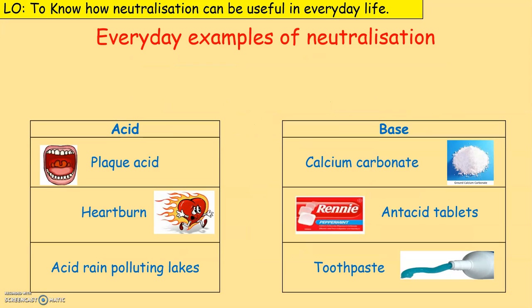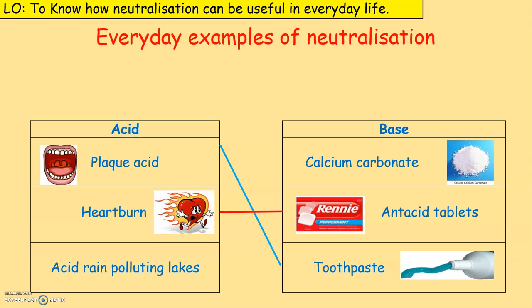Now, everyday use of neutralization. The number one thing is to deal with certain problems that we've got in our body. For example, the plaque acid on our teeth can be neutralized by using what? Toothpaste. You see that the plaque is an acid, and to neutralize it, you have to use something like toothpaste. Heartburn is another example of something that happens in our body, and we neutralize it using an antacid tablet. Rennie is very popular.